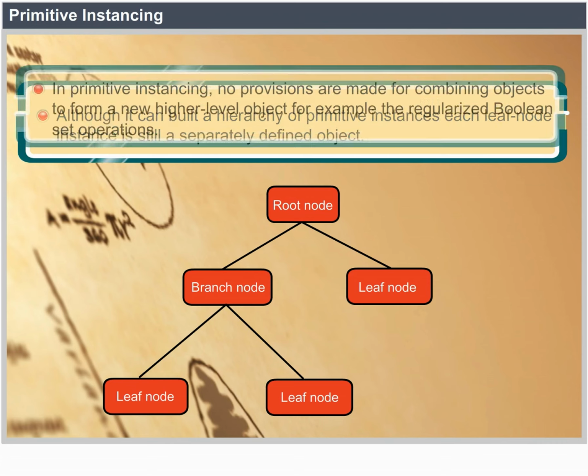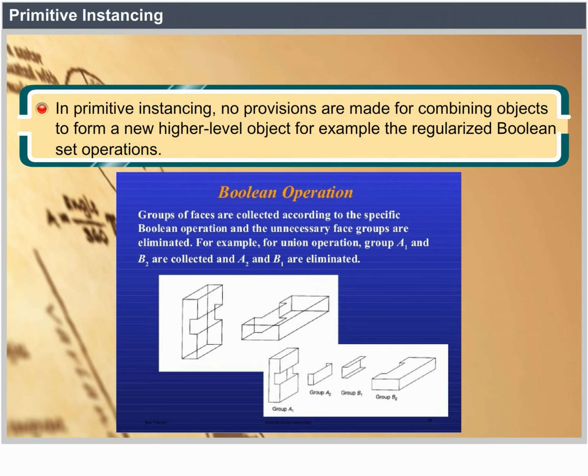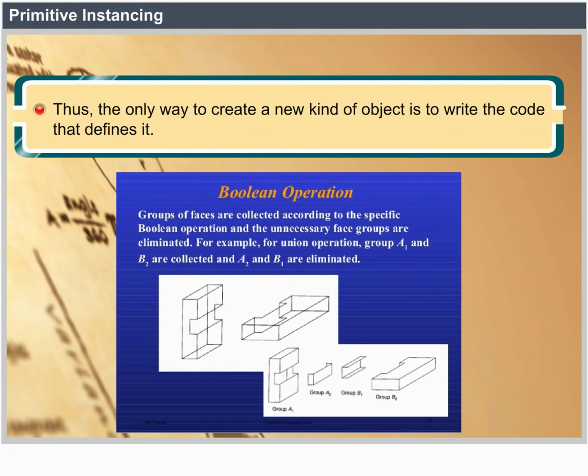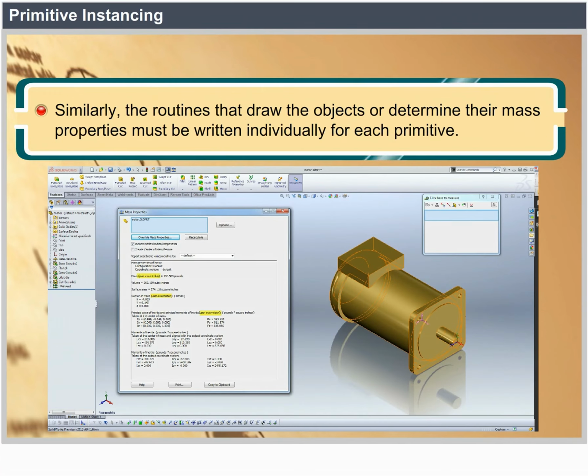In primitive instancing, no provisions are made for combining objects to form a new higher-level object, using, for example, the regularized Boolean set operations. Thus, the only way to create a new kind of object is to write the code that defines it. Similarly, the routines that draw the objects or determine their mass properties must be written individually for each primitive.